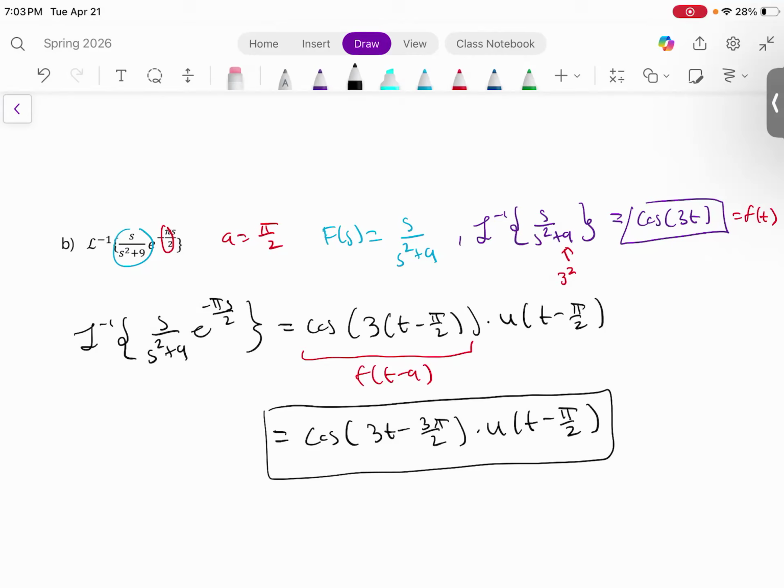So that's inverse Laplacing with the second translation theorem. This would help us out in a specific initial value problem, specifically piecewise, which we'll see in the next video.